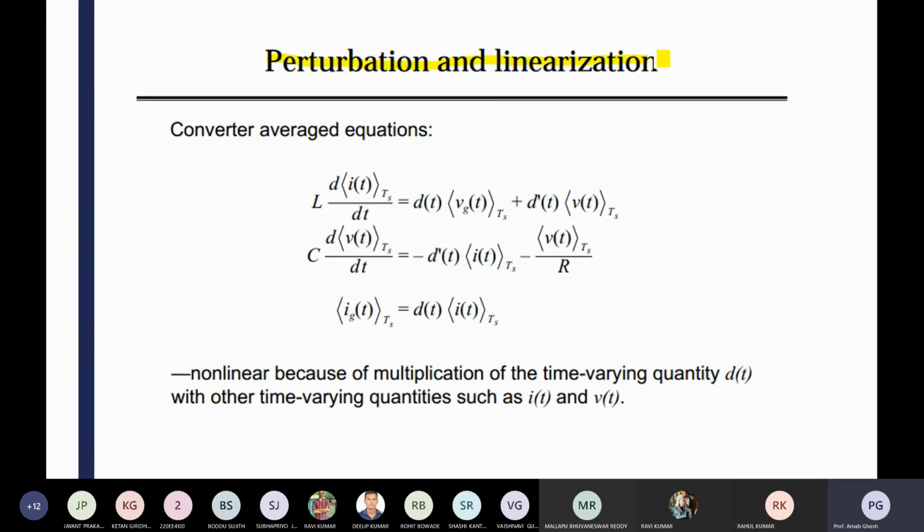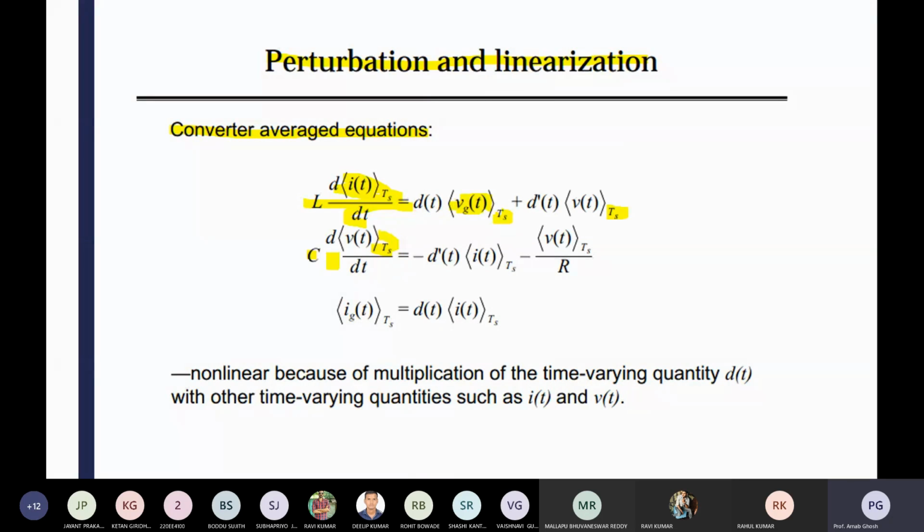So what do you mean by perturbation? Converter average equations are there. It is your total expression for L di_L/dt averaged by TS, and C dv(t)/dt averaged by TS time period, equal to what? d(t) into input voltage vg(t) averaged by time period Ts, plus d dash(t) into v(t) averaged by time period again Ts. I think all of you are able to understand those expressions.